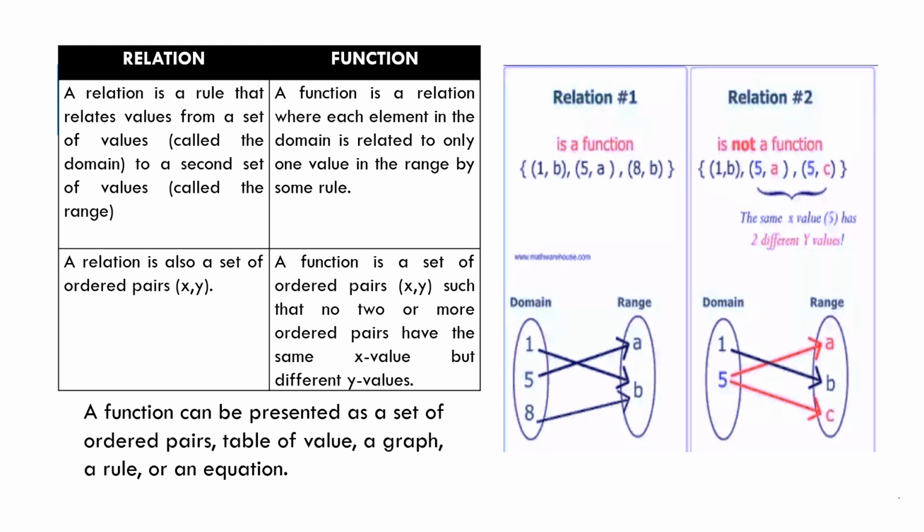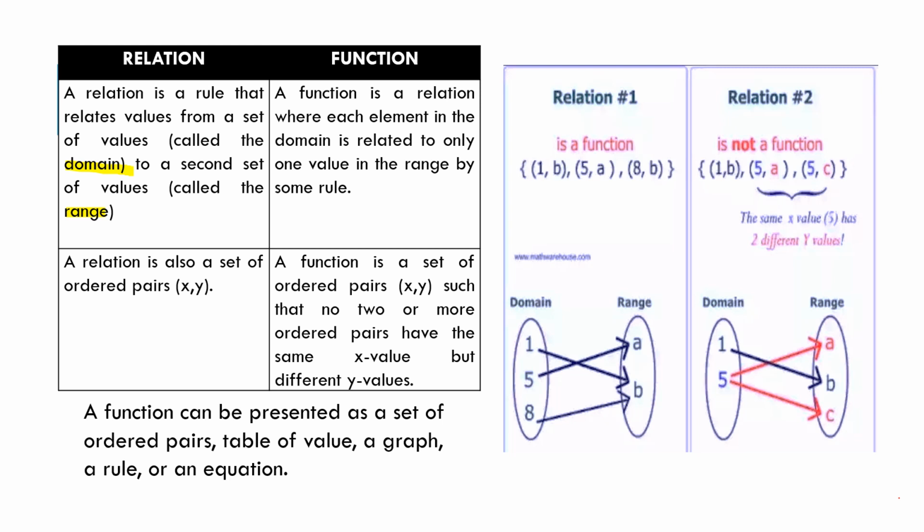I'm going to explain first what is a relation. A relation has two sets of elements called the input and output, where the input is related to the output. This input is sometimes called the domain or all possible values of x, while this output is the range or all values of y. This can be presented as a set of ordered pairs, table of values, a graph, a rule, or an equation.